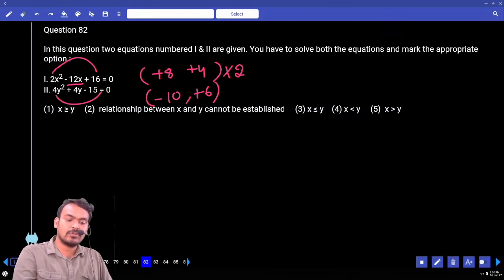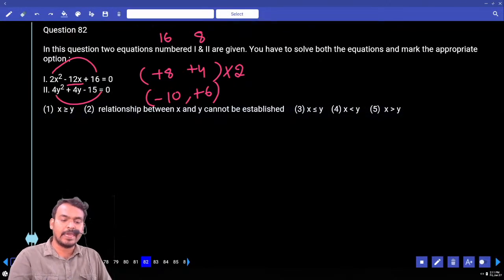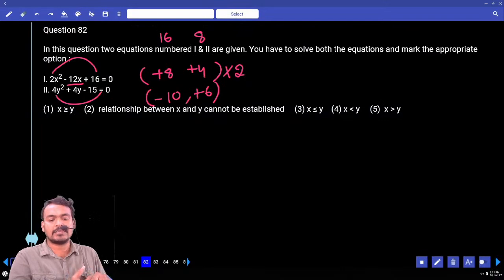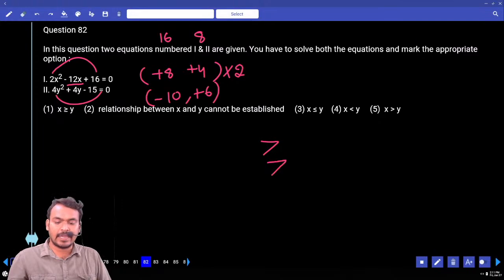Okay. 8 2s are how much? 16. 4 2s are 8. 16 compared to −10 and +6: greater. 8 compared to −10: greater. 8 compared to 6 is also greater. What is the answer? x is greater than y.